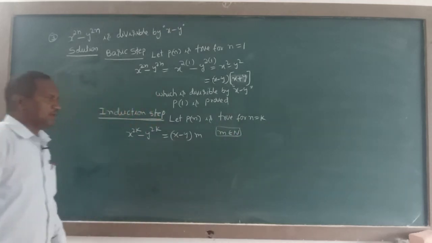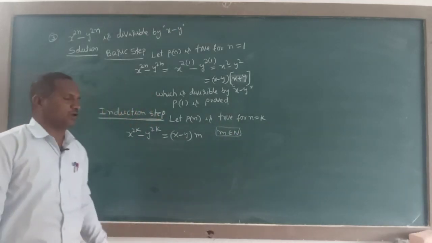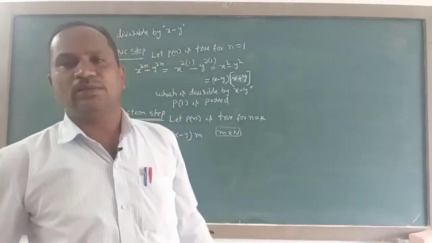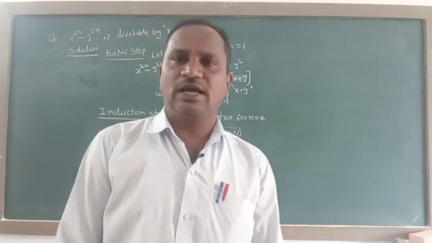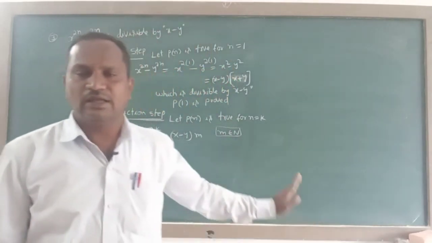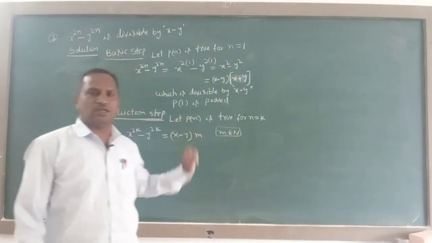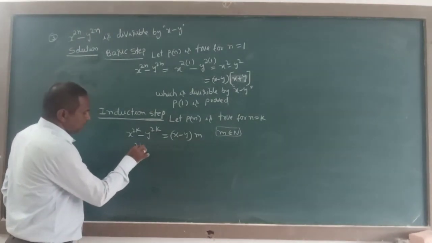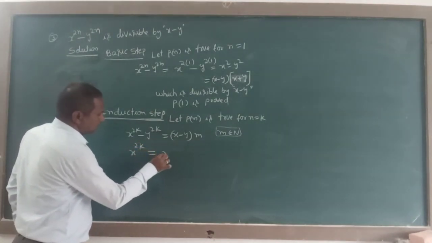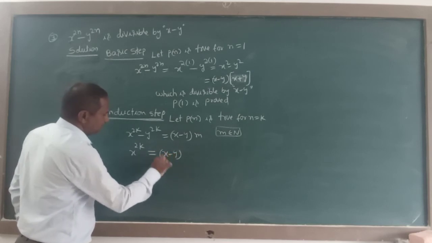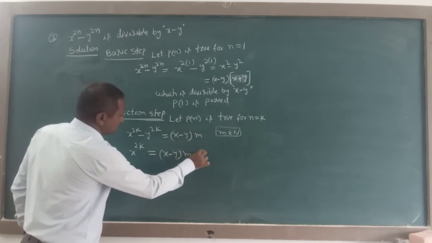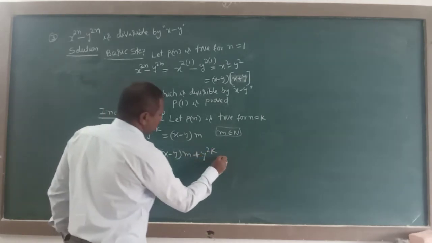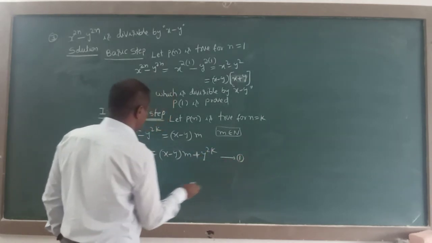Why am I writing m belongs to N? Because in exercise 4.1 all the problems belong to the set of all natural numbers only. That's why I have taken m also as a natural number. So x to the power of 2k is equal to x minus y into m plus y to the power of 2k. We represent this as equation number 1.